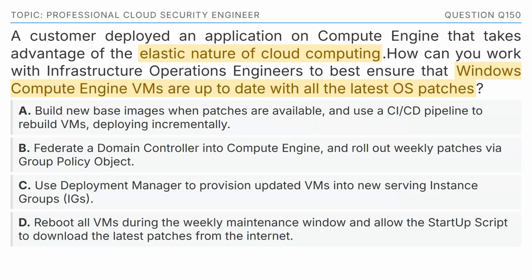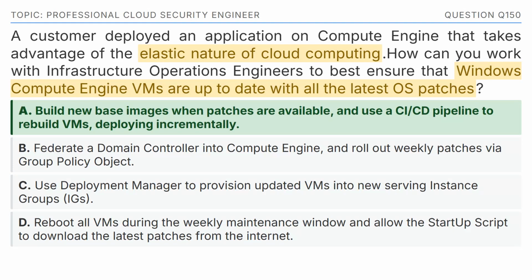To arrive at the correct answer, we focus on the keywords: elastic nature of cloud computing. Windows Compute Engine VMs are up to date with all the latest OS patches. Correct answer is option A. Build new base images when patches are available, and use a CI/CD pipeline to rebuild VMs, deploying incrementally.